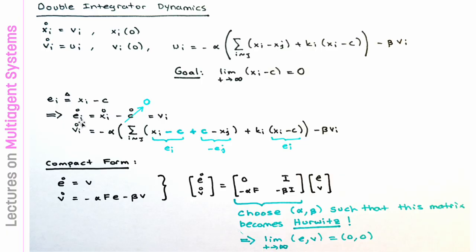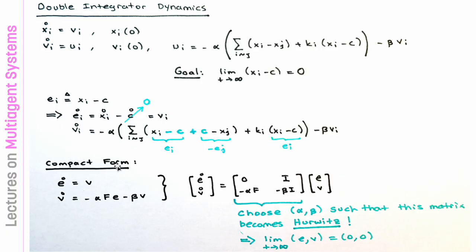All right, so e_i dot becomes x_i dot. This is v_i, because x_i dot is v_i, and v_i dot equals u_i. Now I am writing everything in terms of the error. That's why I am subtracting and adding the c; basically I am adding 0. This minus c and c becomes e_i, this becomes minus e_j, and this becomes a_ij for leaders. For followers, k_i is 0.